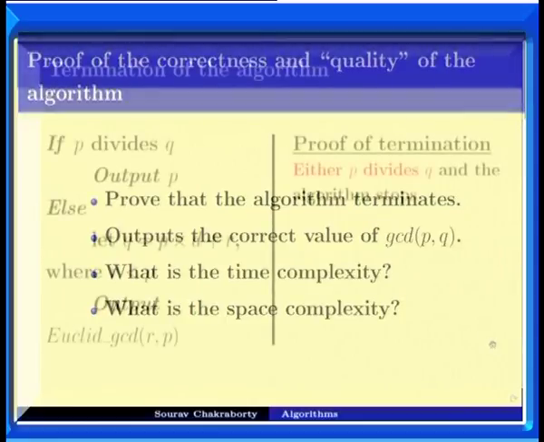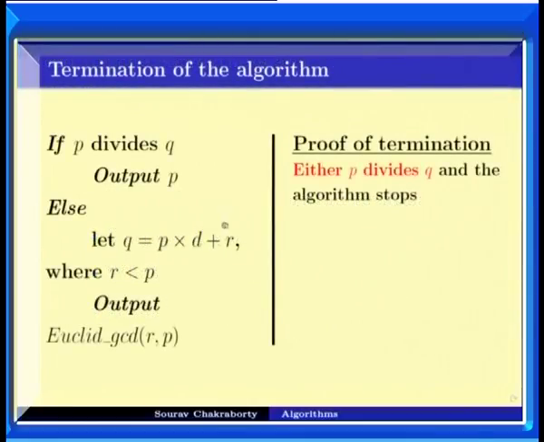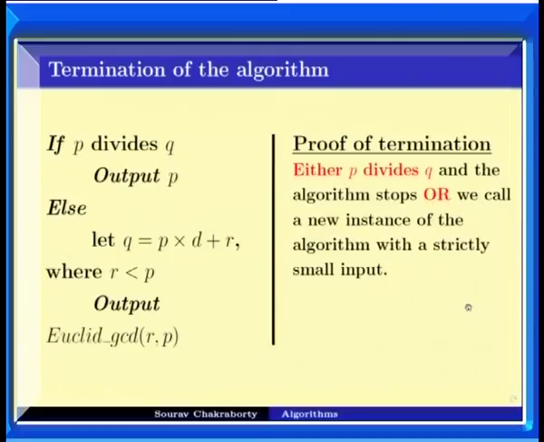So, let us start with this proof of termination. Here is the pseudocode of the algorithm. Now, in the proof of termination, note that when we are calling Euclid GCD P Q, either P divides Q, and then the algorithm of course stops. It stops in the first round only. There is nothing to do with termination. Or we call a new function, correct? Not a new function, the old function only with a new input, which is R and P.